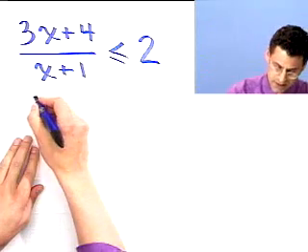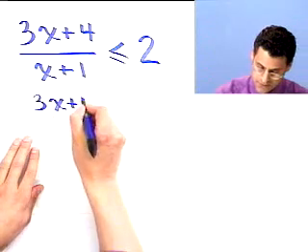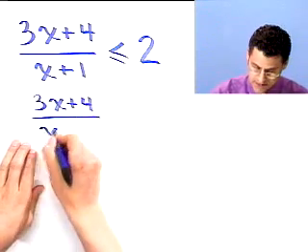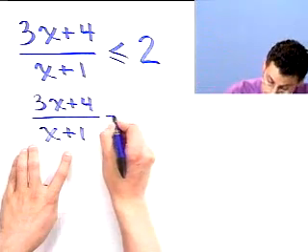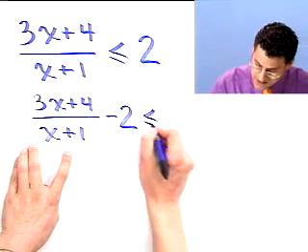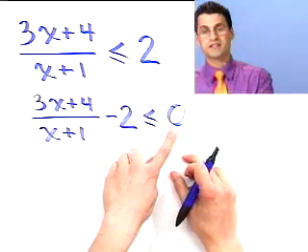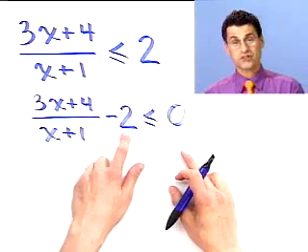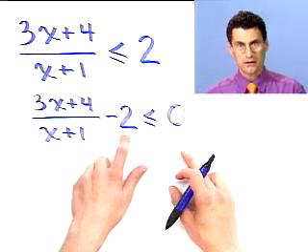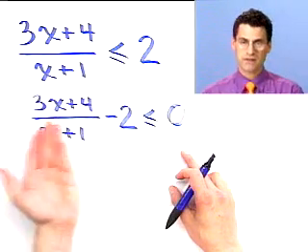So this would look like (3x + 4)/(x + 1). But now I'm going to subtract a 2 from both sides. So I've got a minus 2, and that's less than or equal to 0. So there's the happy 0 I wanted. That's great. But now I've got all this stuff here. What I'll do is get a common denominator, and I'll combine this fraction with this fraction.